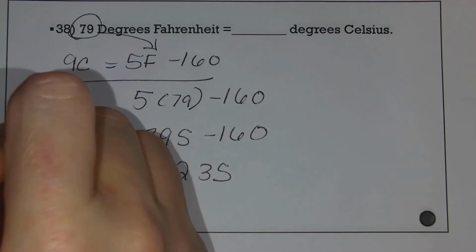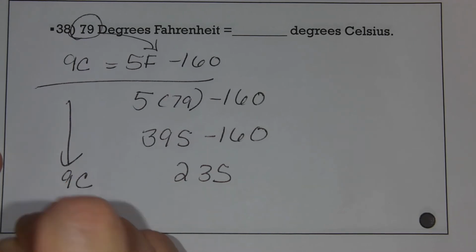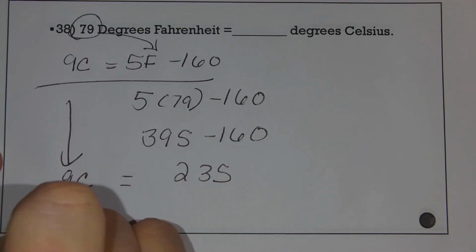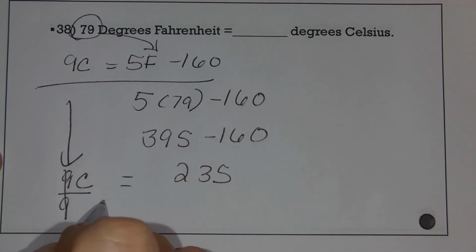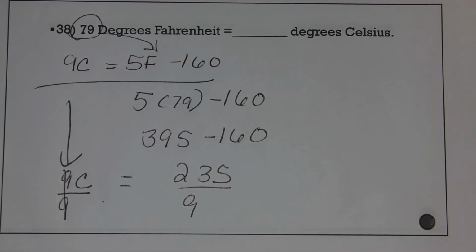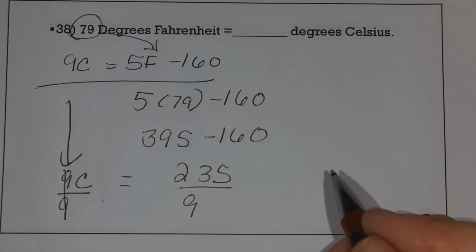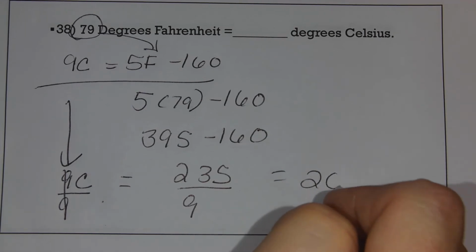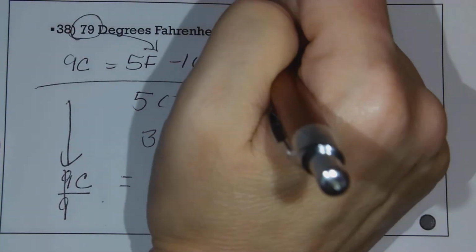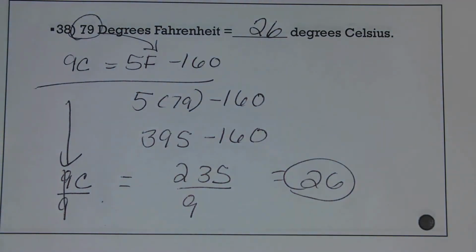Okay, so you bring down your 9C for Celsius. Divide each side by 9, crosses these out, just leaves Celsius. 235 divided by 9 is 26. So 79 degrees Fahrenheit is going to be equal to 26 degrees Celsius.